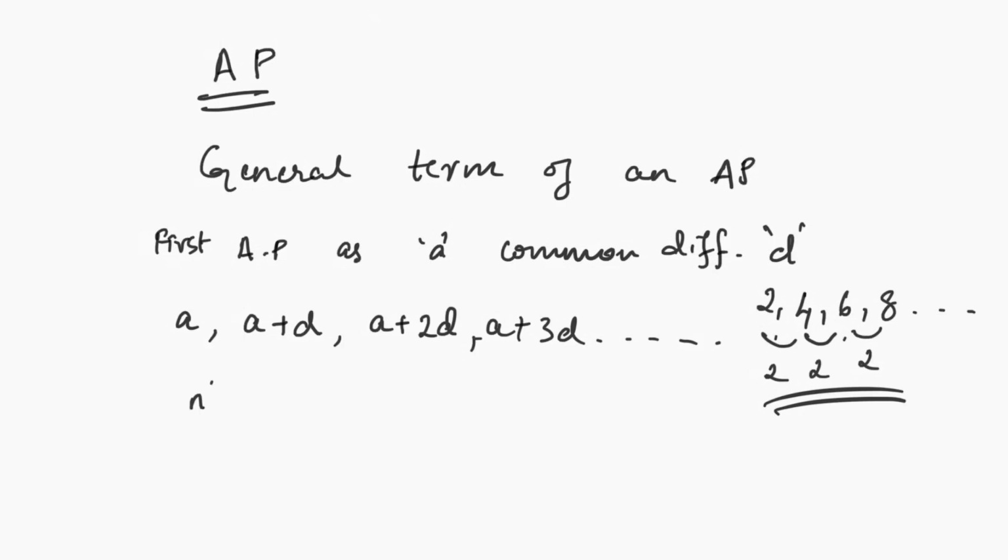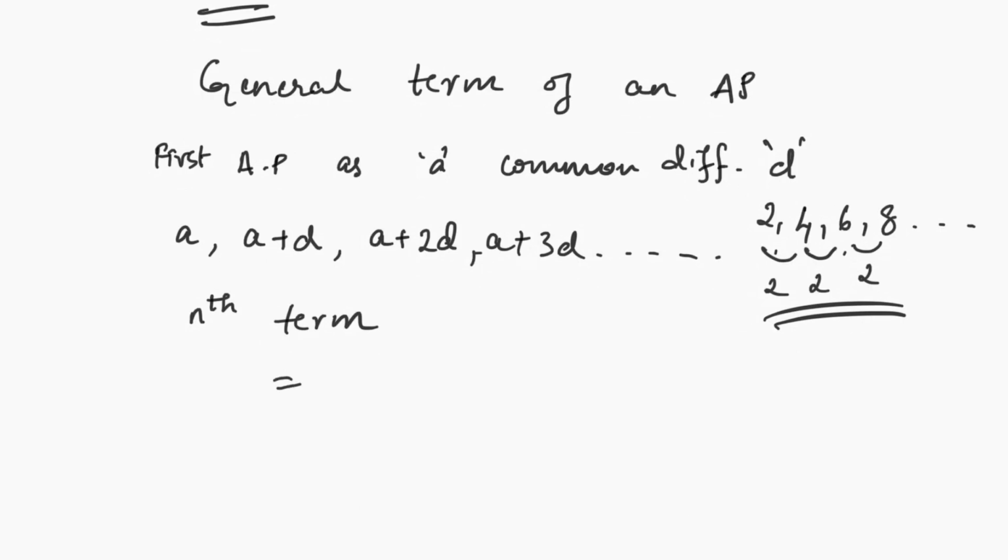Now we are trying to find the nth term, that is the general term. We are trying to find a formula for it. So the nth term of an AP will be a plus n minus 1 into d. How are we getting it? I'll make it clear to you. See, your first term is a, second term is a plus d, third term is a plus 2d, fourth term is a plus 3d. Fourth term is a plus 3d, so 1 less than 4. The nth term will be a plus n minus 1 into d, that is 1 less than n. Hope it's clear to you.